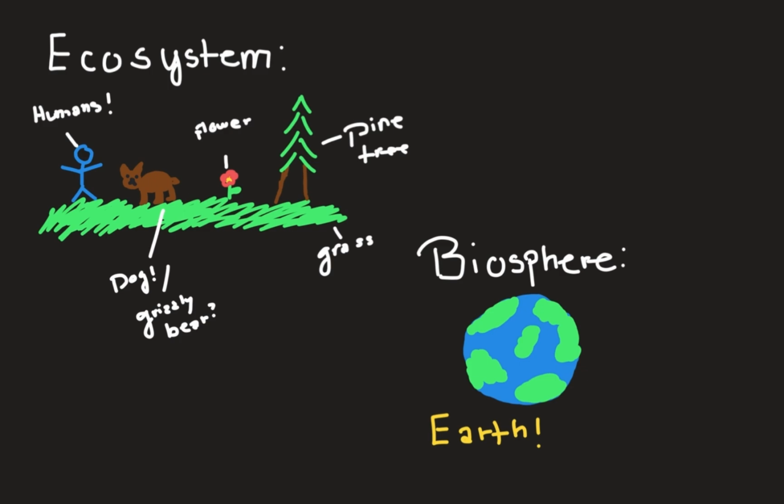So for example, in the drawing, I have humans, which are alive. We have dogs slash a grizzly bear, kind of depends on how you see it. We have a flower and pine trees and grass. Another thing would be rocks, H2O, or the air itself, which are non-living and would be part of the ecosystem. And next, we have the biosphere, which are pretty much all habitable regions on Earth.